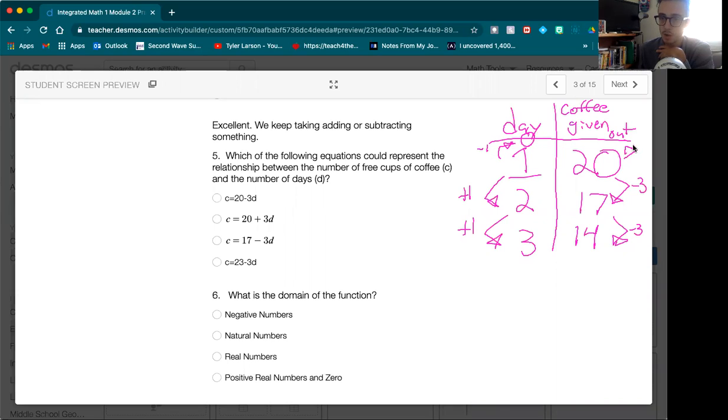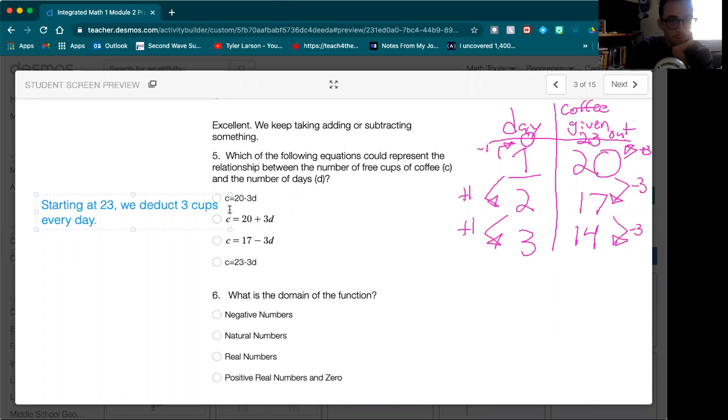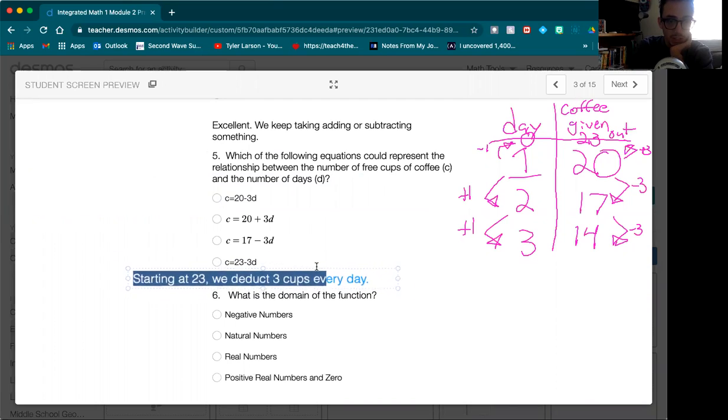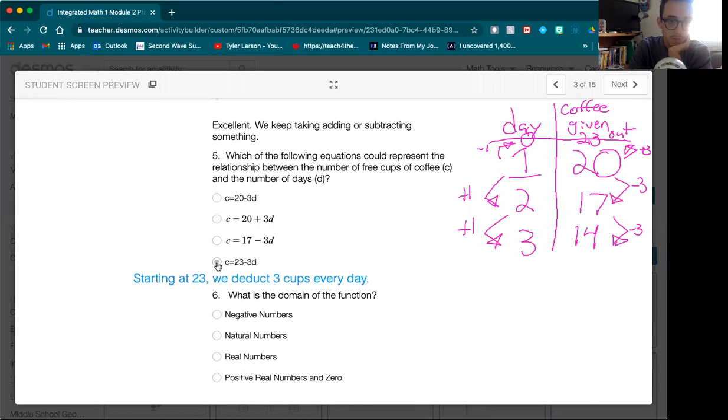Deduct 1, but now add 3 if you're going backwards. So this would be 23 is your starting term. And I'll put this in a sentence. So when I think of this now, I'm thinking starting at 23, we deduct 3 cups every day. Okay. So I think that sentence is a really big starting point because we're trying to find an equation that does just that. Starts at 23, which means that this doesn't, this doesn't, this doesn't, and this deducts 3 for every day. So this is our best option.